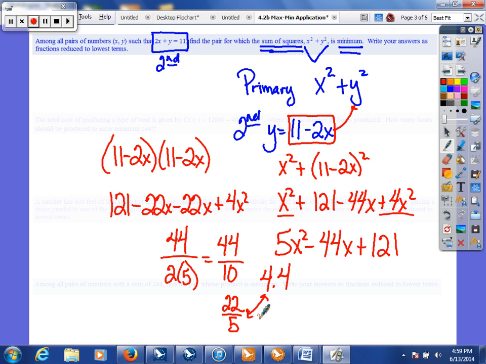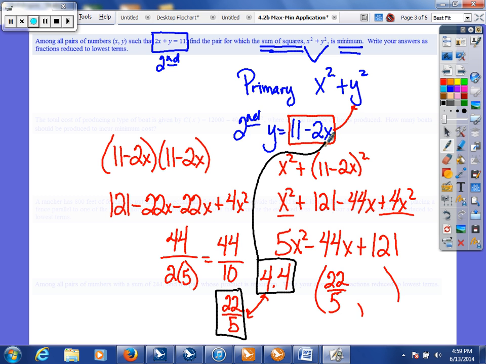Now it says find the pair. So we know what the x is. It's 22 over 5 or 4.4. What we need to do is find the y value that satisfies this. How do we do that? We plug this value, whether it's this one or this one, doesn't matter, back into the secondary equation. If you want to do the decimal, that's fine: 11 minus 2 times 4.4. What we get is 11 minus 8.8, which ends up being 2.2.